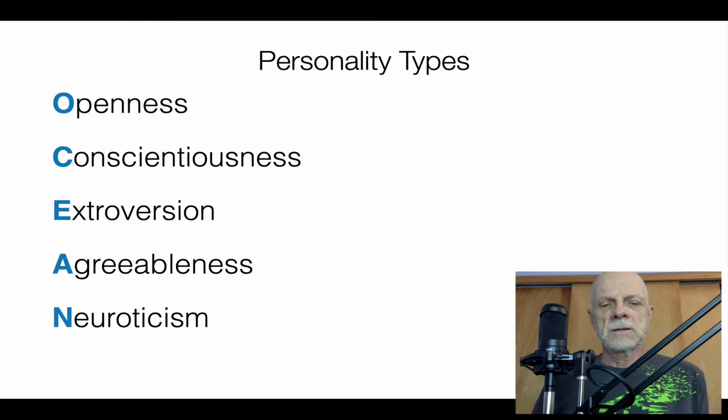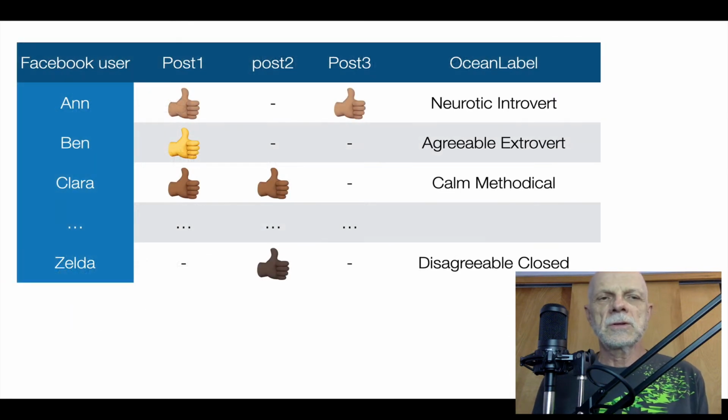But the Cambridge Analytica people were trying to determine what they call personality types, this OCEAN index of personality, measuring people on openness, conscientiousness, extroversion, agreeableness, and neuroticism. So can we, based on what they do on Facebook, label people with these categories? It would look like this: we have different Facebook posts up there and different users, and we're looking at what they like, what they give a like to, and then we have this OCEAN label.